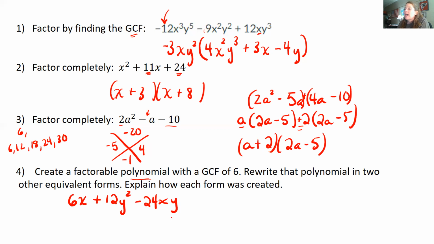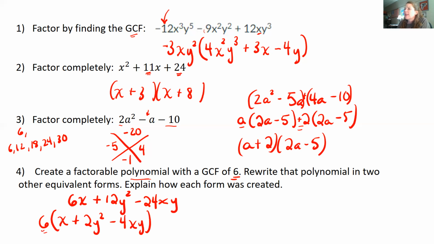All right. Well, I also made, it didn't say anything about different variables, but 6 is going to be my greatest common factor, right? That's what they all have in common. So 6x divided by 6 is x. 12y squared divided by 6 is 2y squared. And then negative 24 divided by 6 would be negative 4xy. So that's the greatest common factor of 6, right?